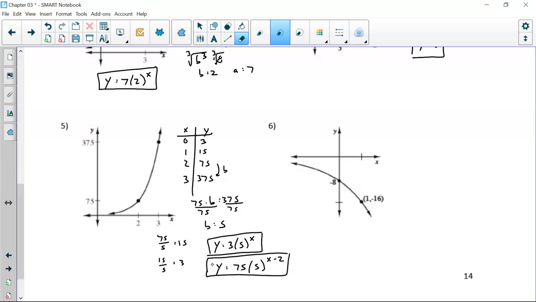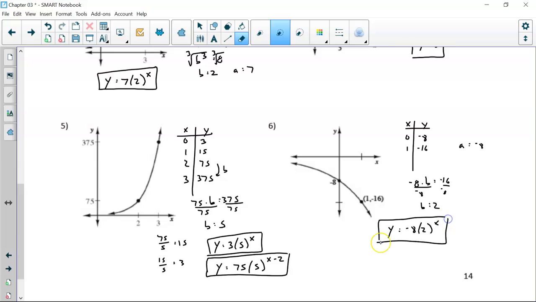Now, number 6, because of the way it is going downwards, it's not growth or decay, it's neither. But we can still find our information. Make a table. 0, negative 8, 1, negative 16. We're multiplying. Negative 8 times b equals negative 16. Divide both sides by negative 8. b equals 2. Our initial a is negative 8. So y equals negative 8 times 2 to the x. And there's our function.